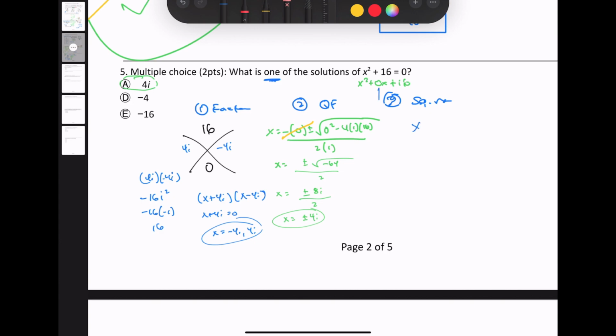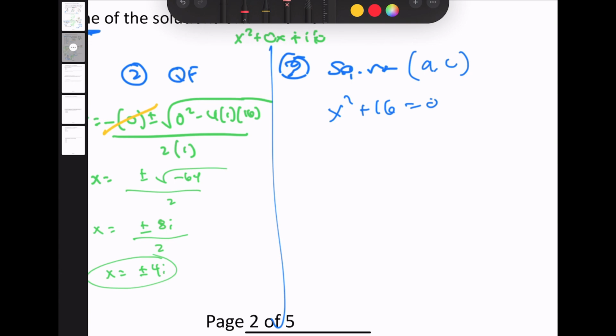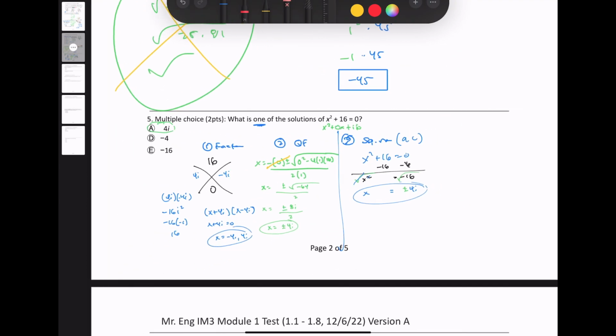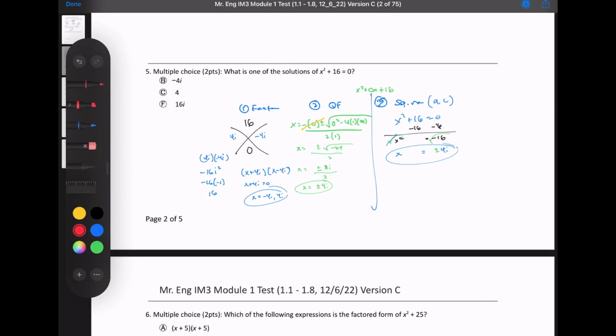The easiest method is just using x squared plus 16 equals 0. The square root method or square root property is only when you have a and c. Subtract 16 from both sides. Take the square root. When you take the square root, your next step is going to be plus or minus. These cancel. x equals plus or minus 4i. And that'll be your two choices there. Okay, with the three different methods of factoring, quadratic formula, or the square root method, you'll notice that our answer would have to be B, negative 4i.